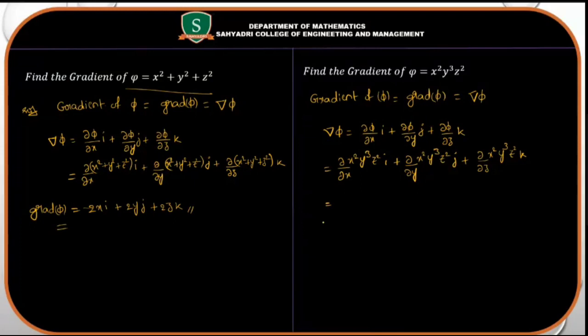So try to find the partial derivatives for this. The result is 2x y cube z square i plus 3x square y square z square j plus 2x square y cube z k.